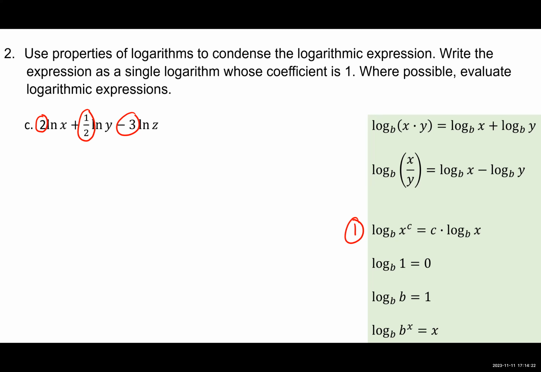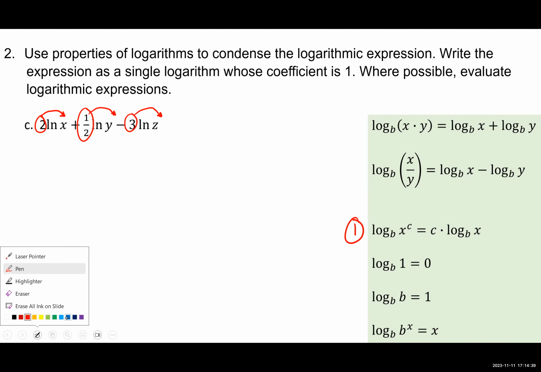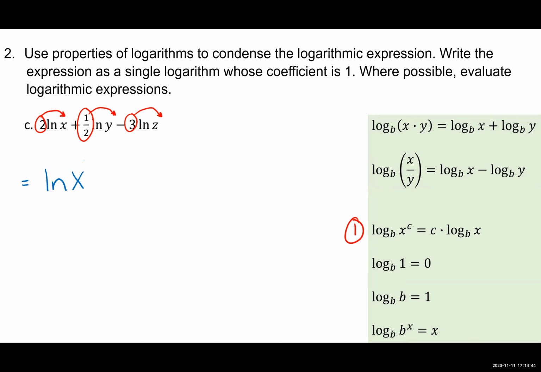we can apply this guy. The exponent rule. The 2 comes up top as a power. The 1/2 comes up top as a power, and the 3 comes up top as a power. So that will be the natural log of x to the second plus the natural log of y to the 1/2 minus 3. Oh no, 3 is coming up top. Minus the natural log of z to the third power.